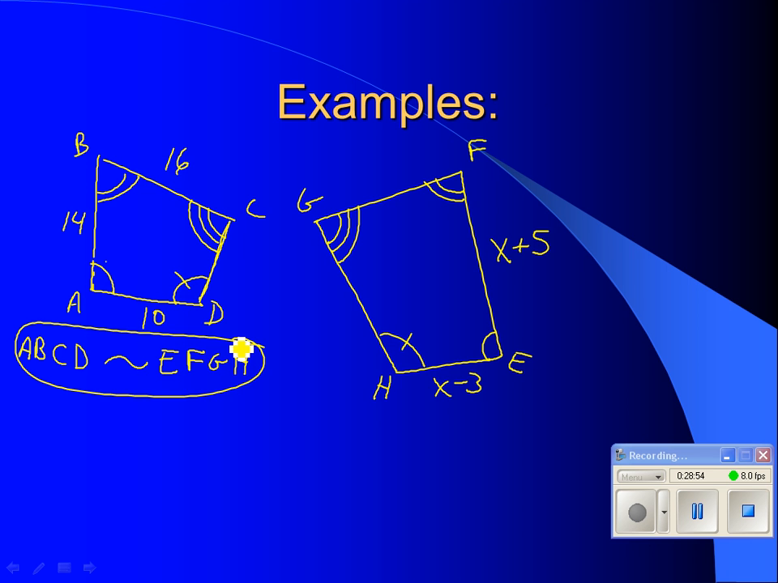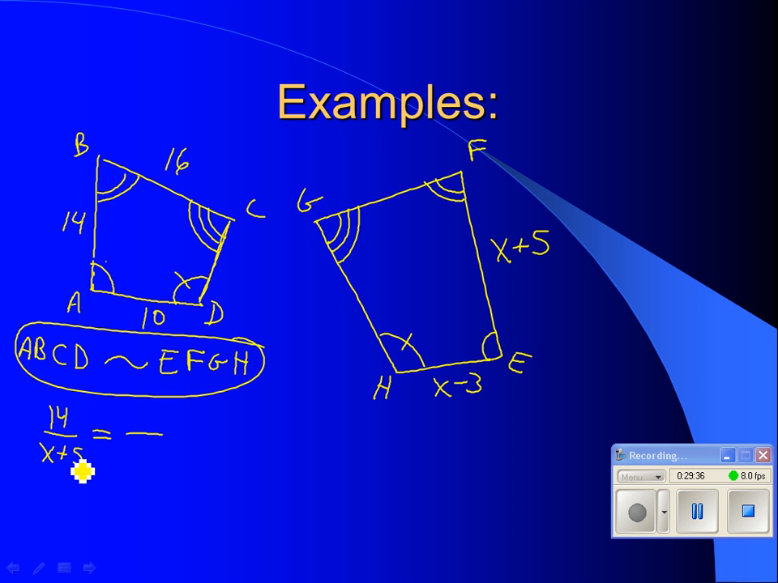Next thing they wanted us to find was X. Well, to find X, we got to set up a proportion. Pick me a side in this 4-sided figure. 14. What's it match up to in the other one? X plus 5. Everybody agree with that? Yes. How can you tell? What I usually do, the 14's between the angle that's marked with 1 and the angle that's marked with 2. What's marked that way over here? X plus 5.